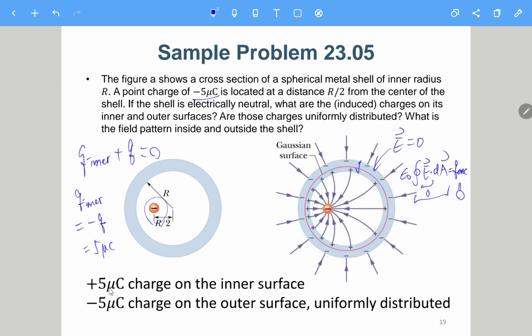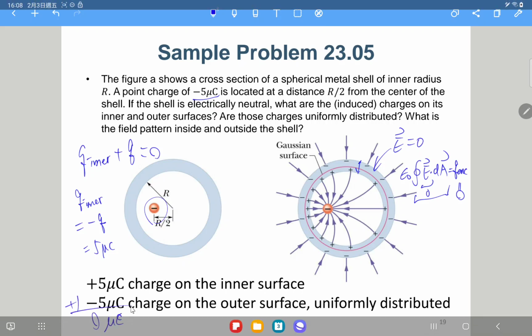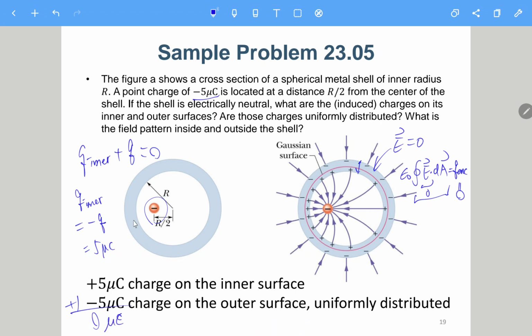Okay, so there is plus 5 μC charge on the inner surface, and as the total charge should be 0 on the shell, there should be negative 5 μC charge on the outer surface. So the total charge will be 0. They add up to be 0 μC, which matches the assumption. So this is the answer.